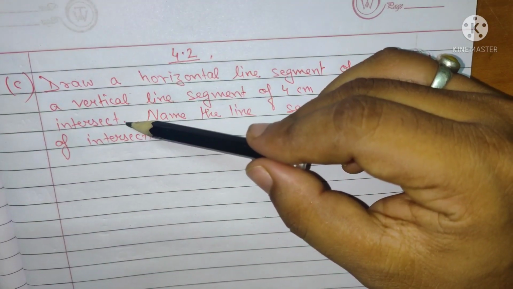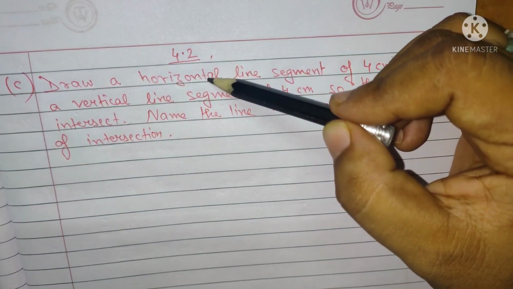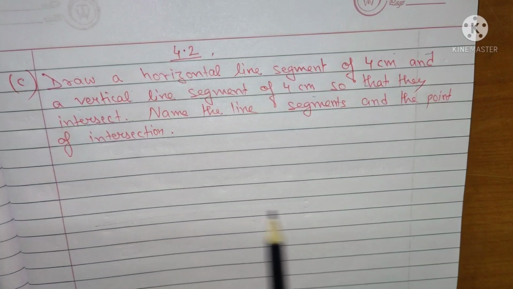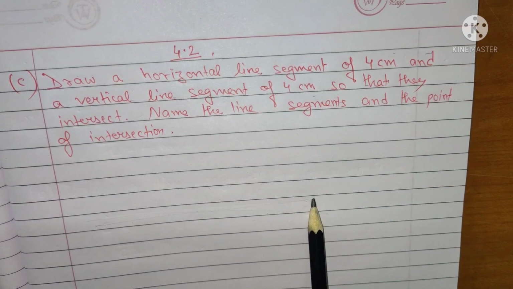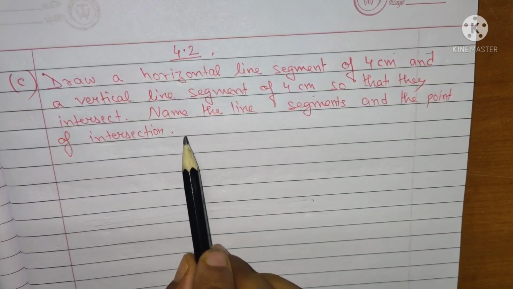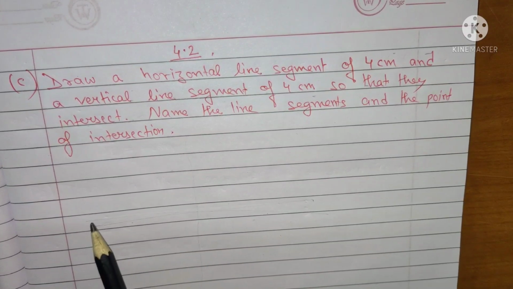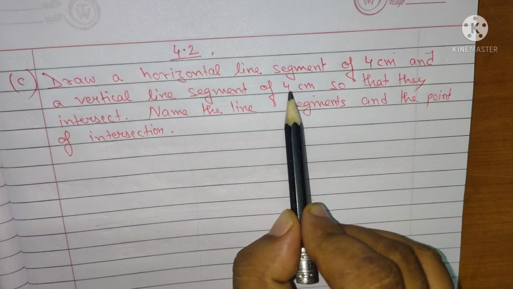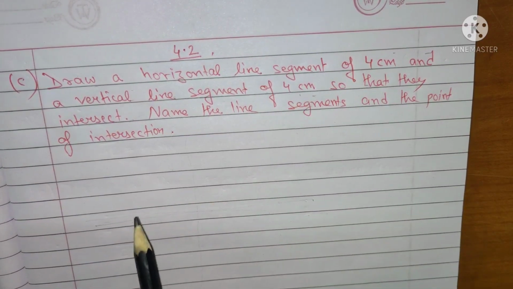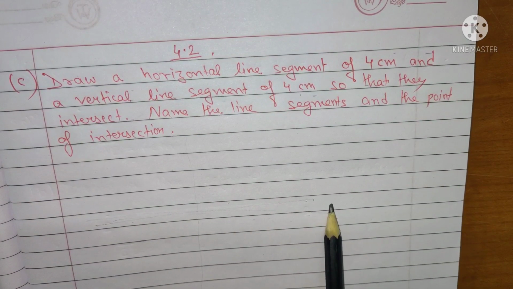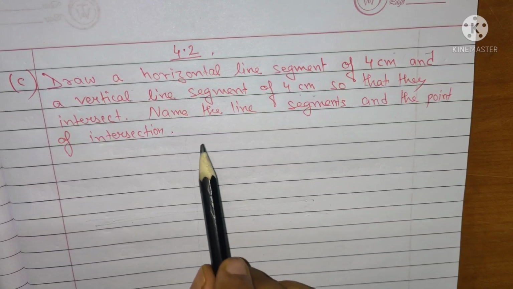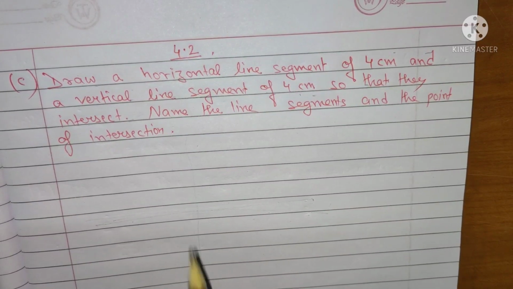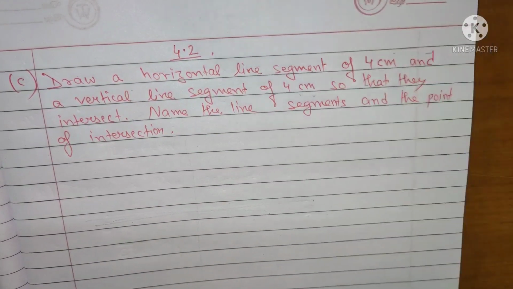So in this way we have to draw a horizontal line segment. Horizontal line segment means like this. Then again we have to draw a vertical line segment. Vertical line segment means like this. So we will draw a horizontal line segment like this, and then a vertical line segment like this, and the measurement is given as 4 centimeter each. That means the horizontal line segment will be 4 centimeter and the vertical line segment will also be 4 centimeter, and these two line segments should intersect.